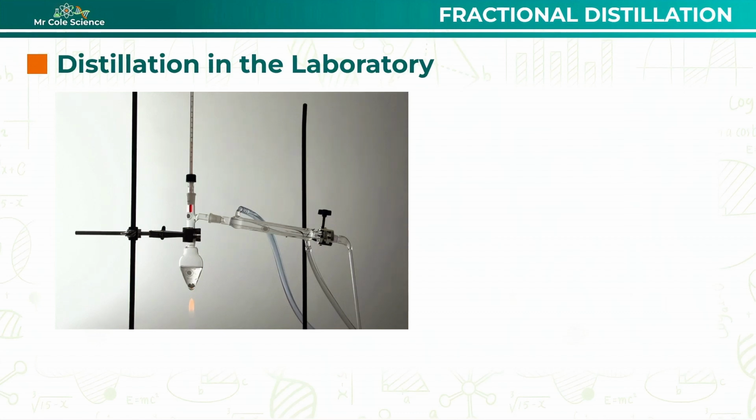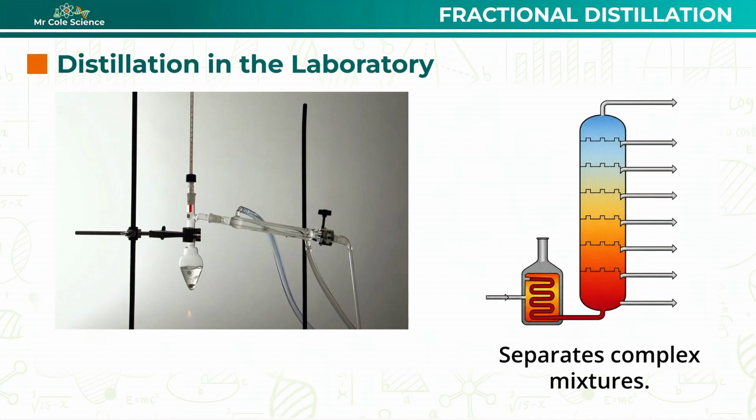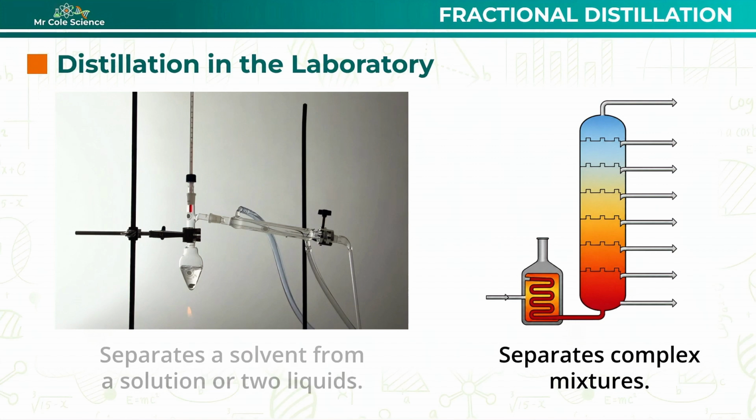Before we finish, it's worth making one final connection. Earlier in your chemistry studies, you'll have almost certainly come across simple distillation and perhaps even fractional distillation in the laboratory. The underlying principle is exactly the same. Both techniques separate substances according to differences in their boiling points. The main difference is that industrial fractional distillation is designed to separate a complex mixture containing many different hydrocarbons, producing multiple fractions. Simple distillation, on the other hand, is normally used to separate a solvent from a solution or two liquids with significantly different boiling points. So although the equipment might look rather different, the chemistry behind both techniques is exactly the same.